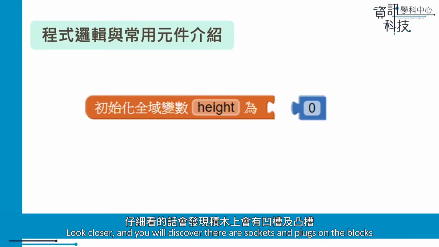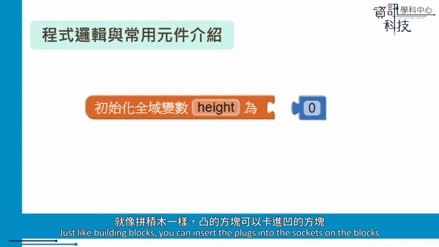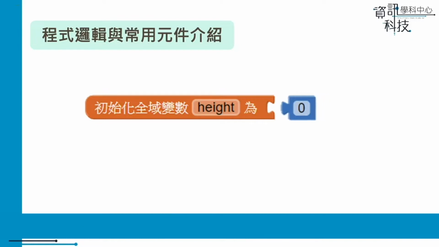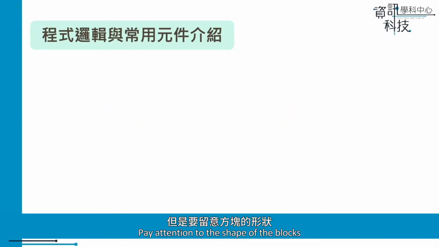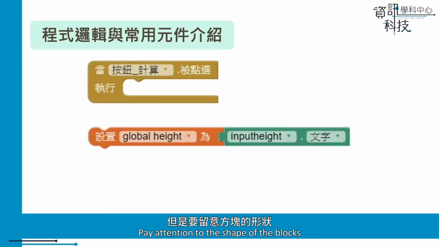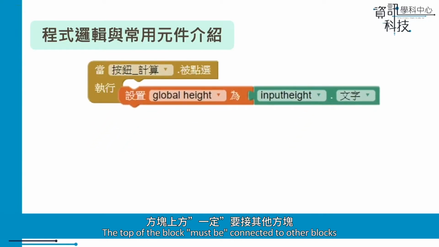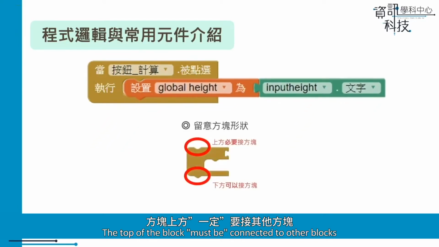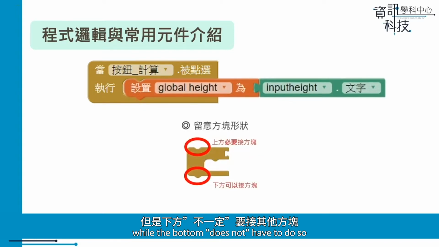Look closer, and you will discover there are sockets and plugs on the blocks. Just like building blocks, you can insert the plugs into the sockets on the blocks. Pay attention to the shape of the blocks. The top of the block must be connected to other blocks, while the bottom does not have to do so.